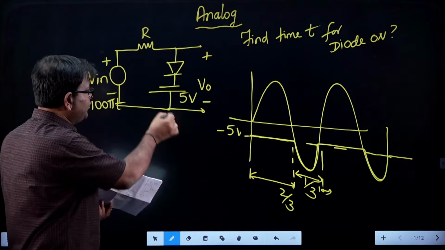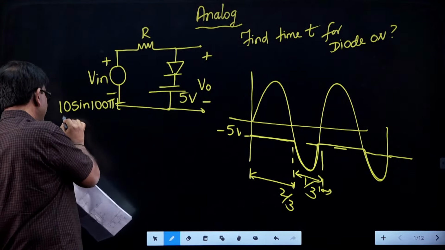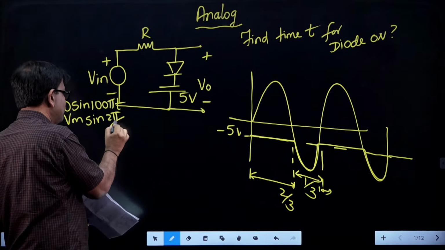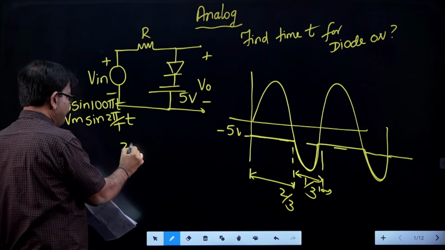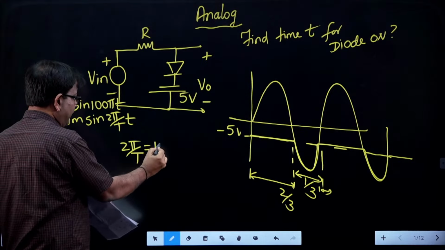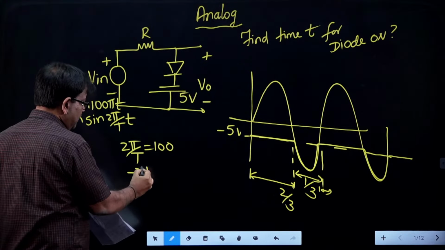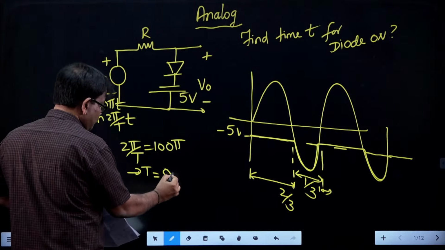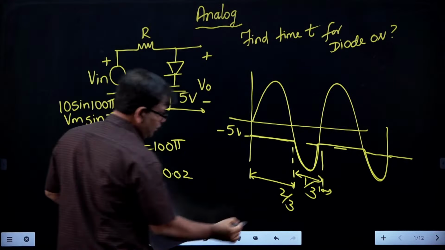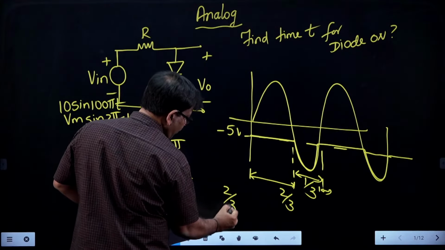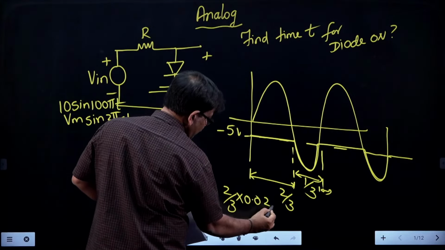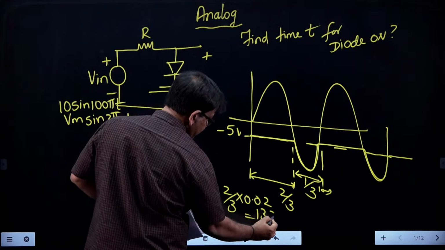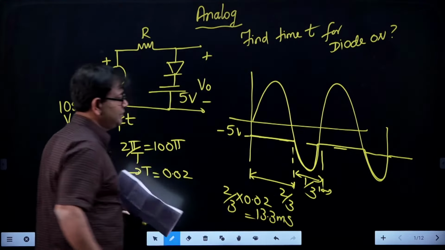Okay. But what is the time duration? This is of the form Vm sin omega t. Omega can be written as 2 pi by T. So if 2 pi by T is 100 pi, then T is going to be 0.02. Okay. So the solution is 2 by 3 of 0.02, which is 4 by 300, which is 13.3 millisecond. So this is the answer.